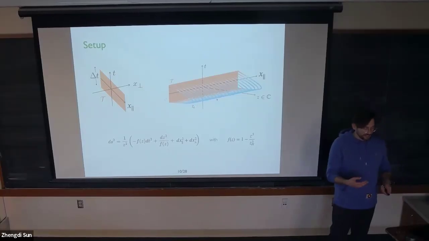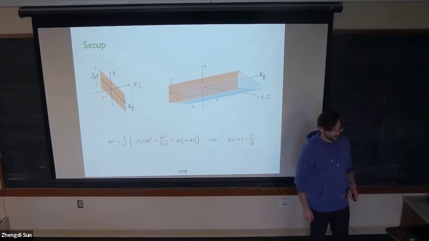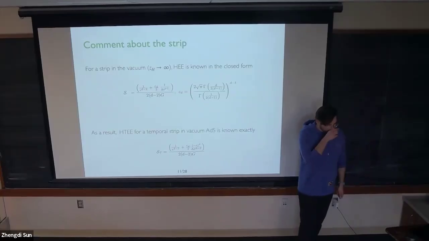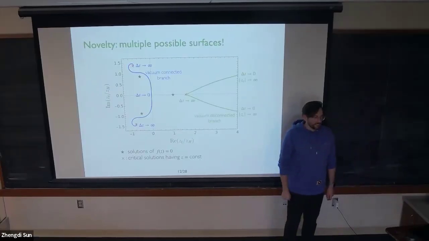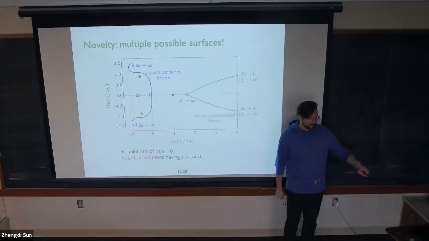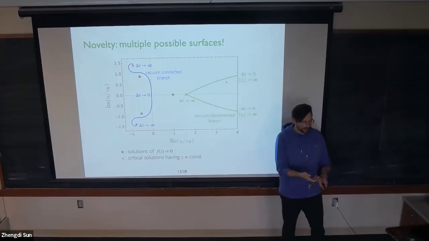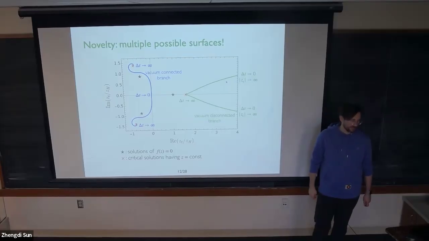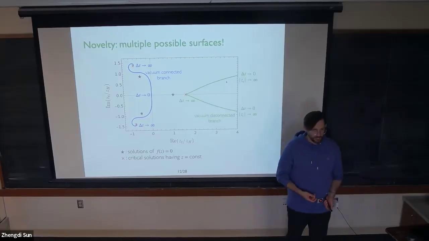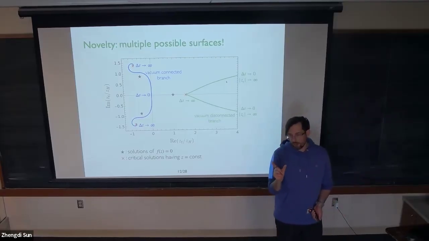And a very neat way of understanding the physics of such surfaces is to look at the position of the tip as a function of the separation, so as a function of the size of the subregion. And when you do this, what you're going to get is this picture. So this picture is Z2 symmetric because of the reality of the background that we considered before complexification. And it depicts two distinct branches of solutions. So what I want to emphasize is that in this particular setup, there are going to be two distinct types of complex extremal surfaces.